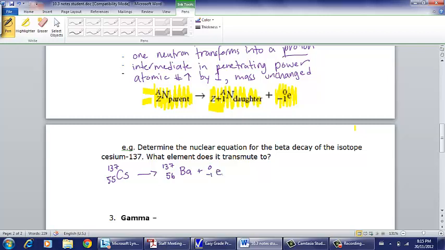Please pause the video now and try the practice question. On the practice question, sorry if you just came back, I'd like you to do xenon-133 beta decay. So that would be xenon, Xe 133, 54. It's going to turn into 133, 55, which is cesium, and an electron.